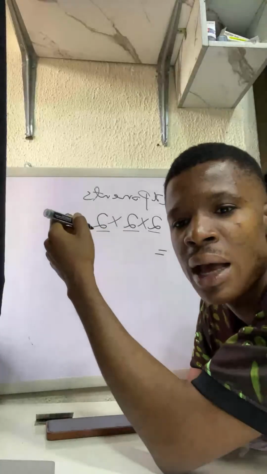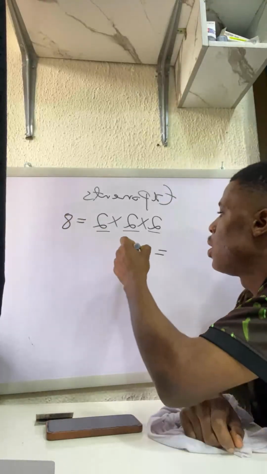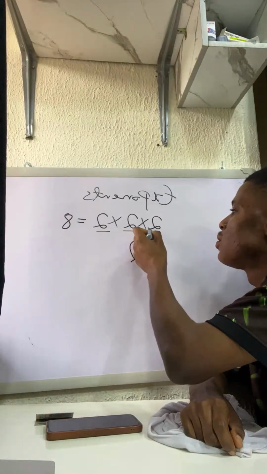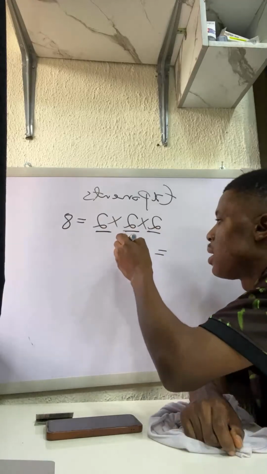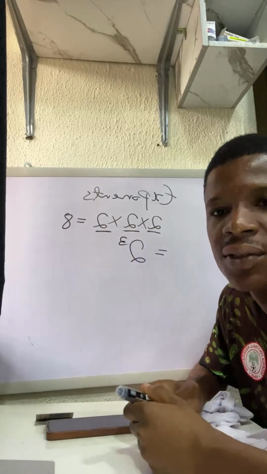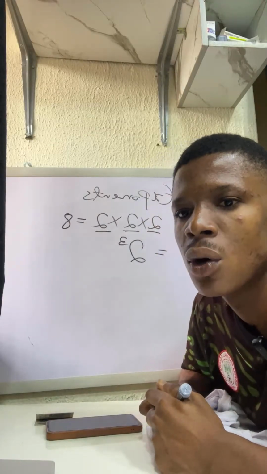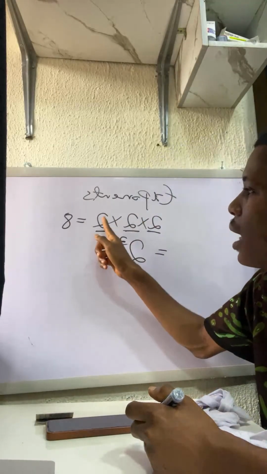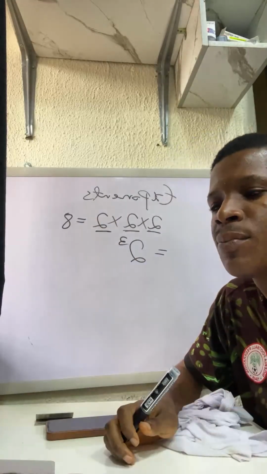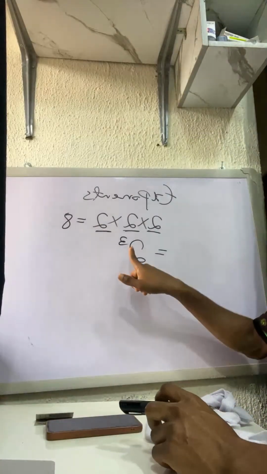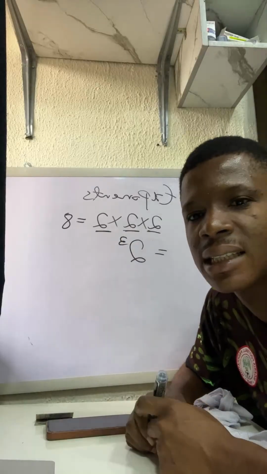In exponent form, we can write it as 2 to the power of 3, since we are multiplying this particular 2 by itself 3 times. So this is 2 cubed. 2 times 2 is 4, times 2 is 8. This explains the fact that this particular number is in its exponent form or index form.